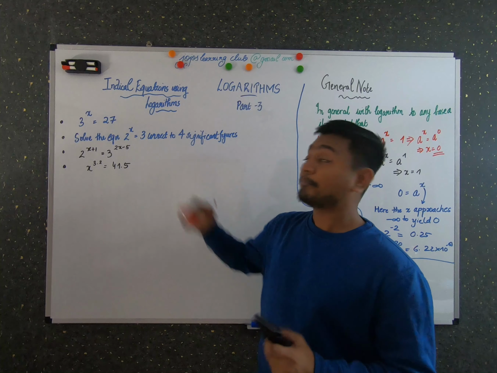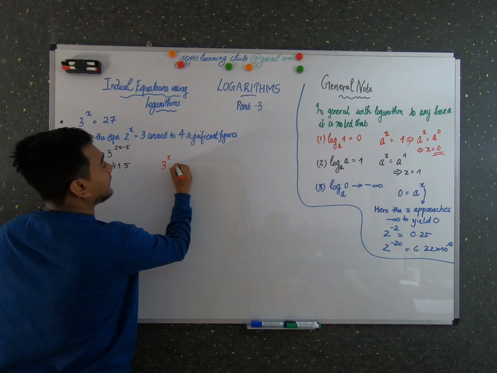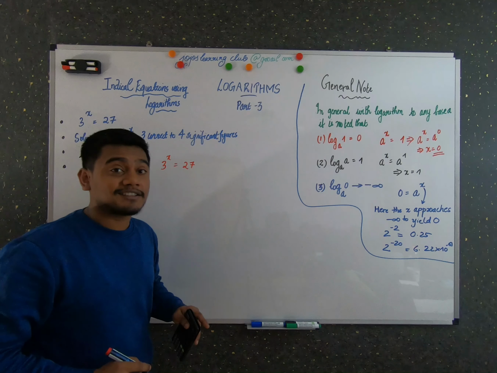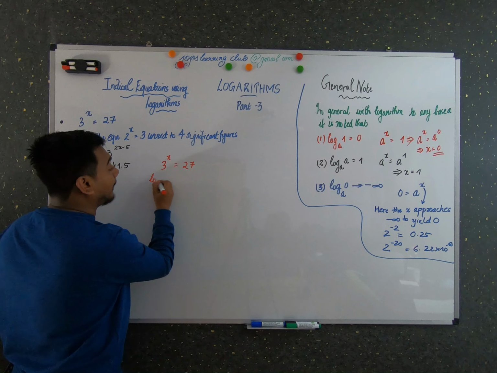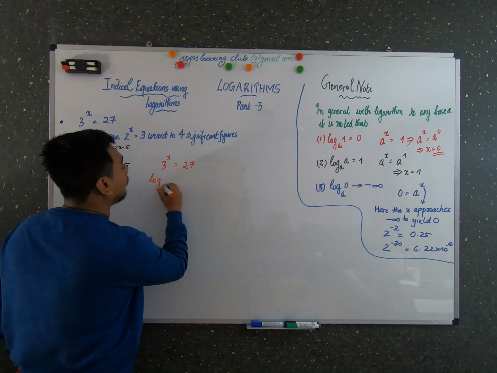So first let's take 3 raised to x is equal to 27. How can we solve these integral equations using logarithms? Take logarithm on both sides. I'm taking a logarithm of base 10. You can take any logarithm, so I'm taking a logarithm base 10.